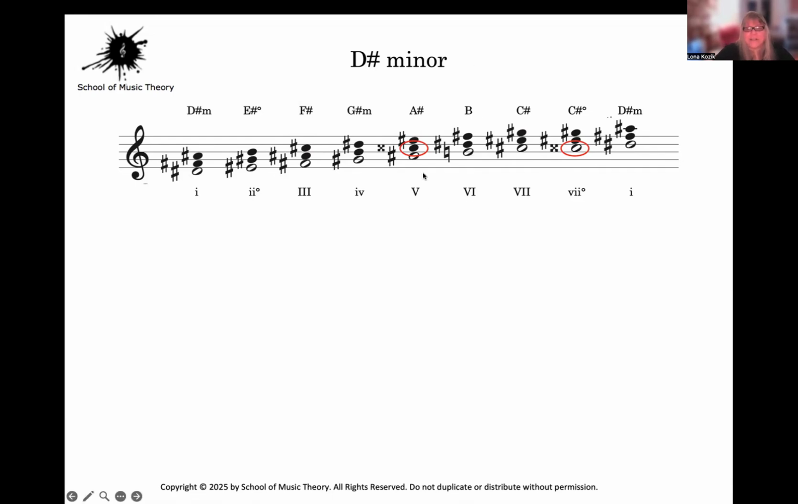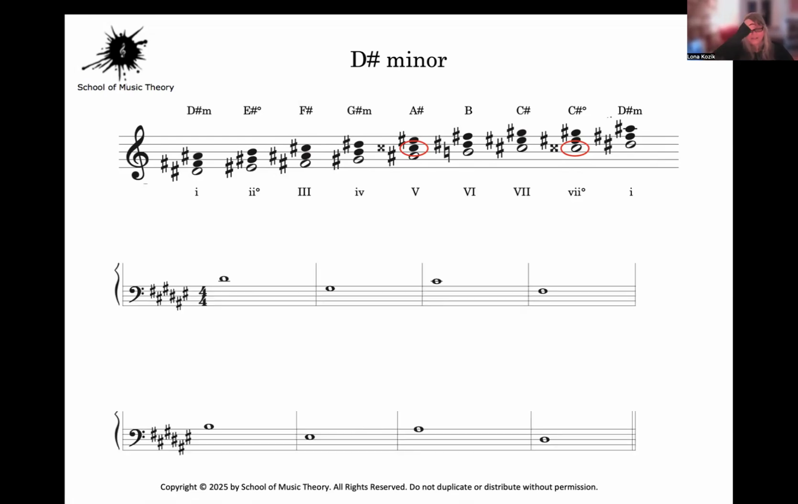Let's keep going though. For here, we're gonna have a major 5, so A sharp major, and then a major 6, B major, and then we'll have a major 7, that's the subtonic, but we'll also have the diminished 7 with C double sharp as the root, and then D sharp minor. All right, let's look at what this looks like.